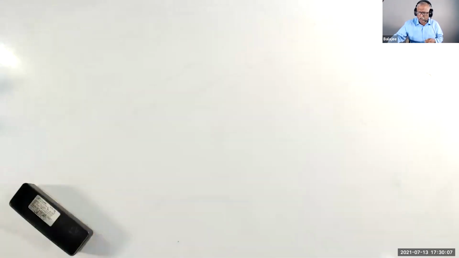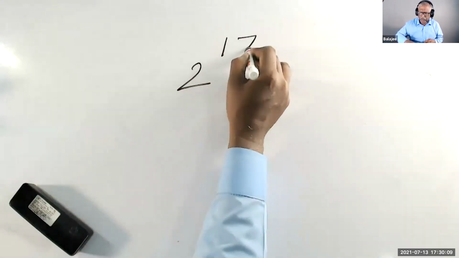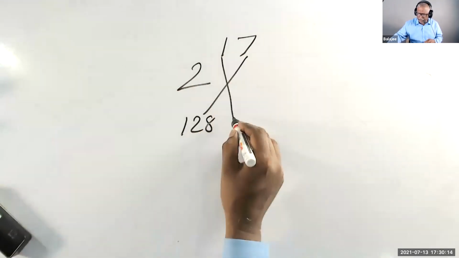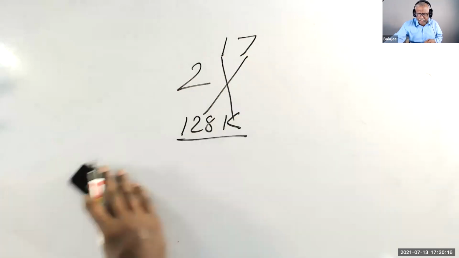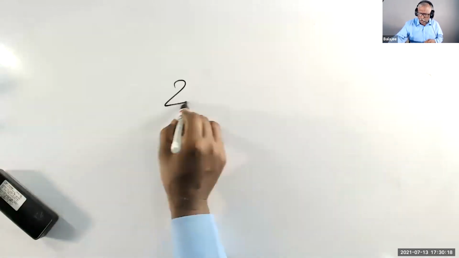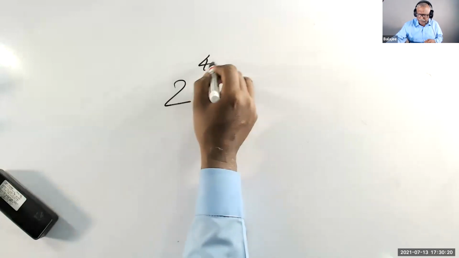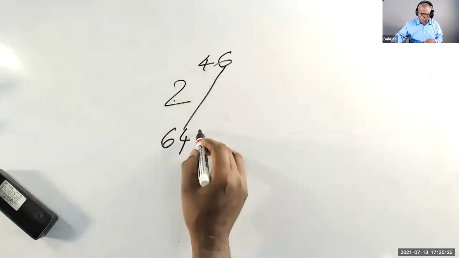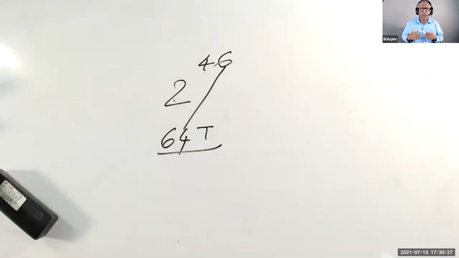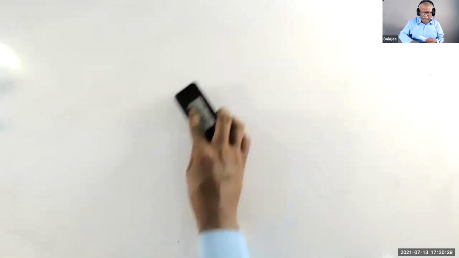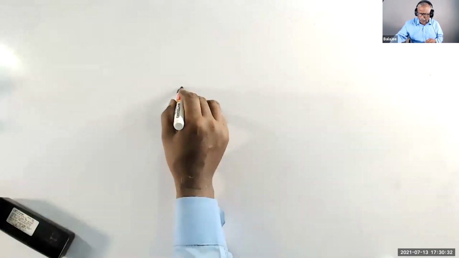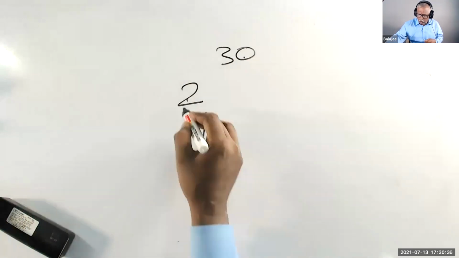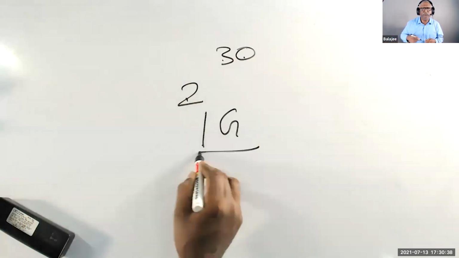You write any number. 2 power 17. 2 power 7 is 128. 2 power 10 is k. 128k. Any number. If I ask you 2 power 46, 2 power 6 is 64. 2 power 40 is tera. 64 tera. You should be able to write that fast. If I ask you what is 2 power 30, so simple. 2 power 0 is 1. 2 power 30 is giga, 1 gig.